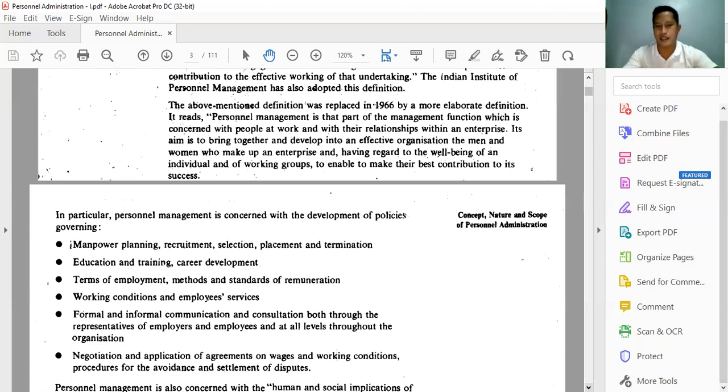Formal and informal communication and consultation, both through representatives of employees and at all levels throughout the organization. There are many kinds of formal communication. There will be meetings arranged by the top management, formal communication through letters, or through an open forum. There can also be someone who will represent the group, someone credible who is chosen from the group.